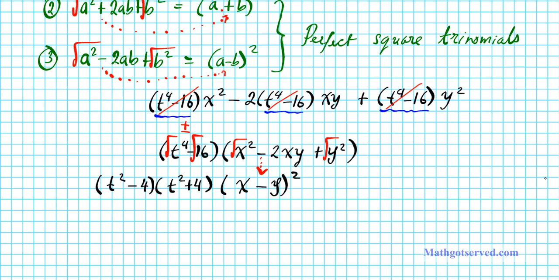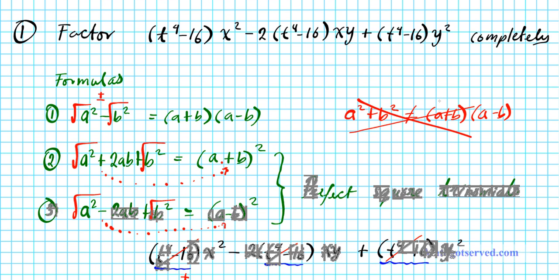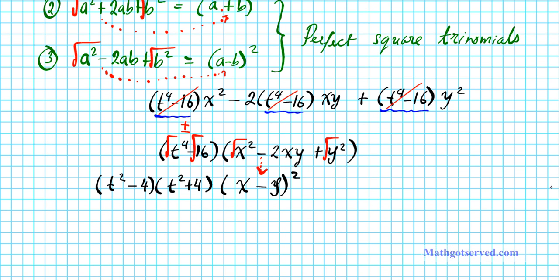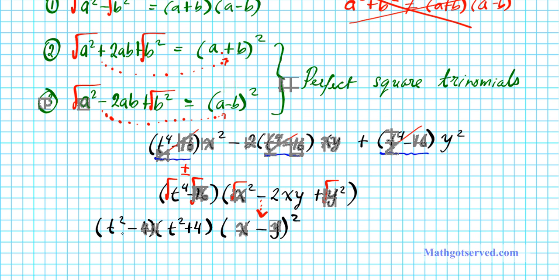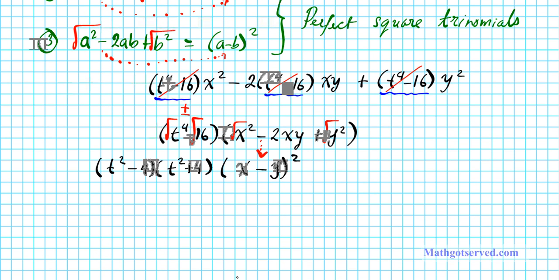The problem asks us to factor this expression completely. That's the goal, factor it completely. So the question now is, have we factored this expression completely? And the answer is no. Why not? The first term, the first quantity, is a difference of squares. So we can apply formula number 1 again in factoring the first quantity. Alright, so let's go ahead and do that. What we'll do is apply the same procedure that we applied to t to the fourth minus 16. We're going to take the square root of the first and the last term, and then find the sum and difference of the square roots.